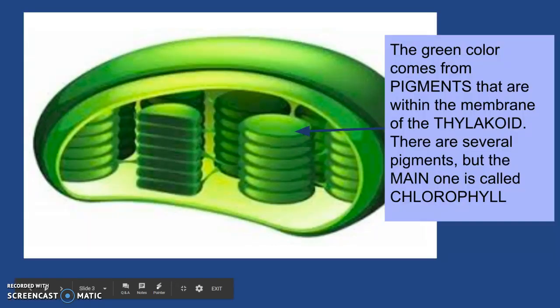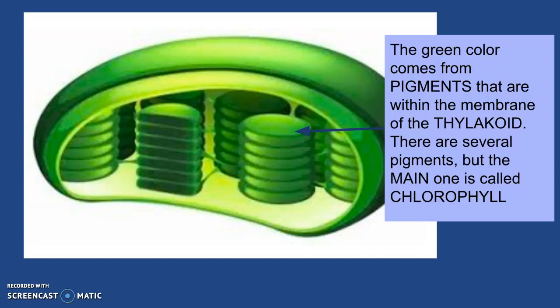Okay. Another thing that we'll learn is that there are pigments that collect energy from the sun, and the main one is called chlorophyll, and that's going to be found within the thylakoid membrane. So in here, within each one of these membranes, all over, are embedded these pigments. And chlorophyll reflects green light, which is why the plant looks green.